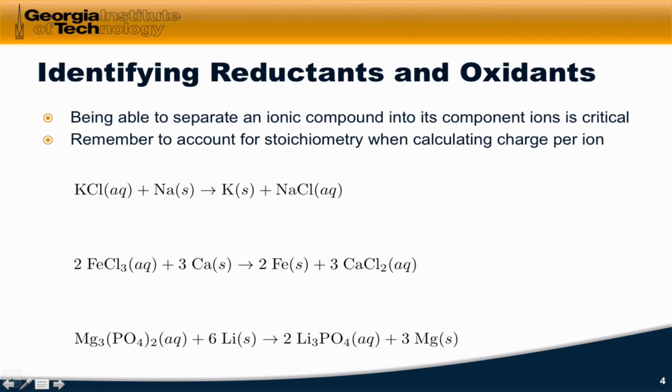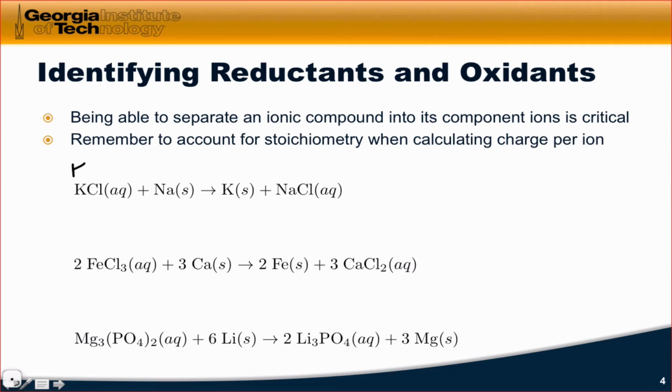So being able to separate an ionic compound into its component ions is critical here, because you have to identify the charge on those ions to properly identify the oxidation state and what's the reductant and what's the oxidant. And remember to account for stoichiometry when you're calculating the charge per ion. So let's go through these three examples quickly.